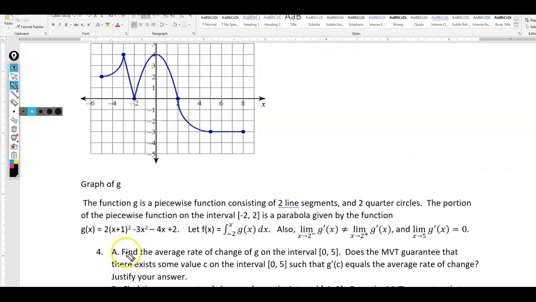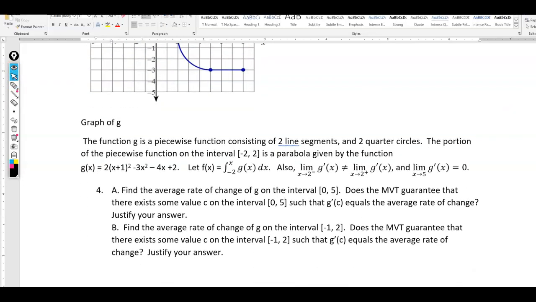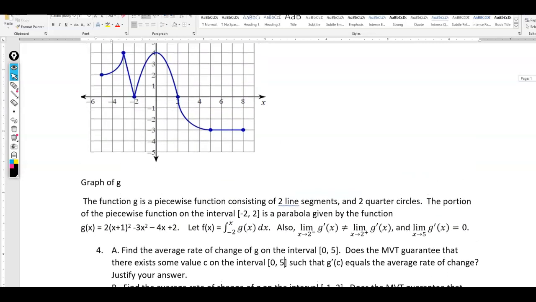Okay, so candidates test for number 3, 3 points. For number 4, I have broken number 4 up into 2 parts, an A and a B. You guys only have 1 part on yours, but I'm just going to go over some different scenarios to give you guys a more well-rounded answer.